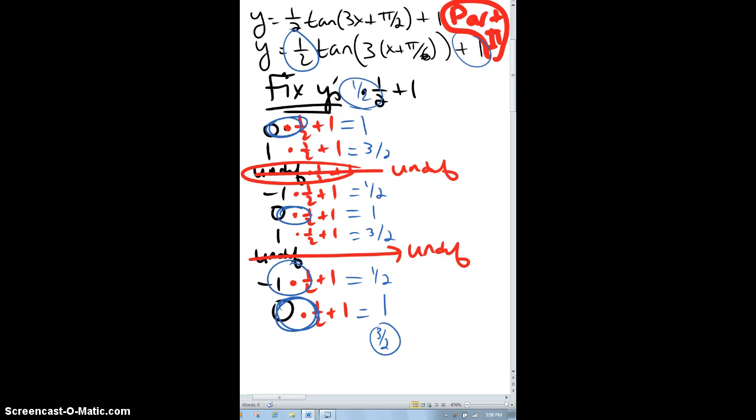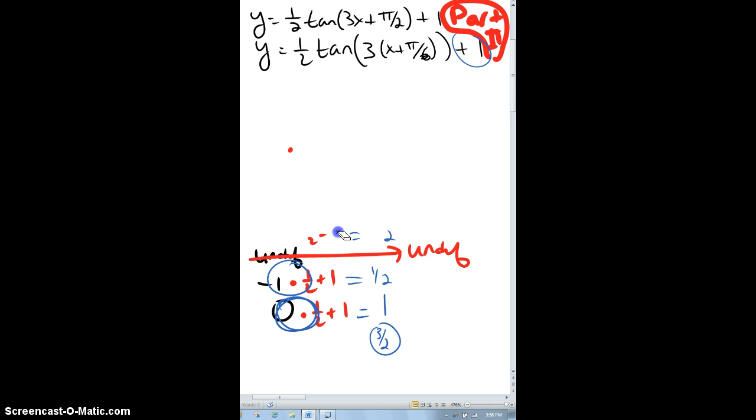Last thing, we're going to graph it. So let me go ahead and erase this, and again, hopefully you have those ordered pairs.